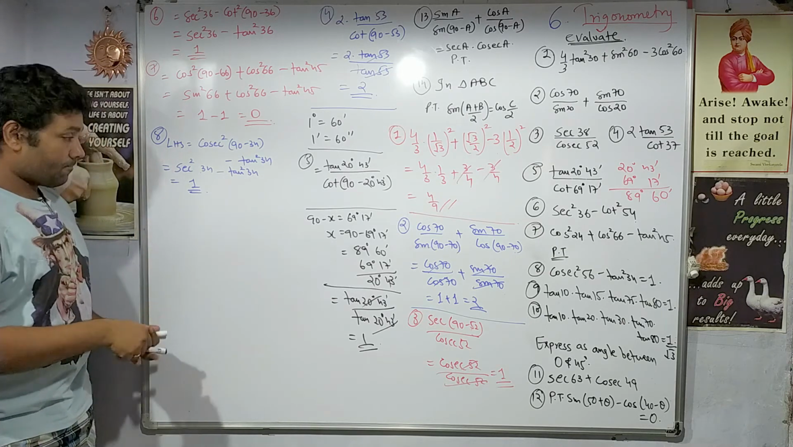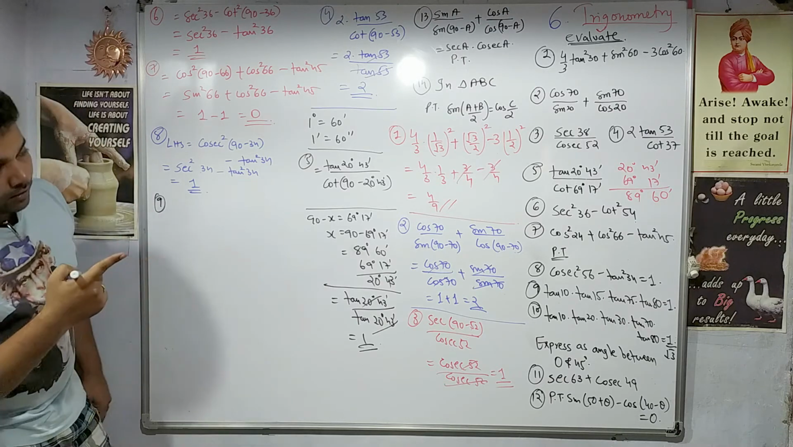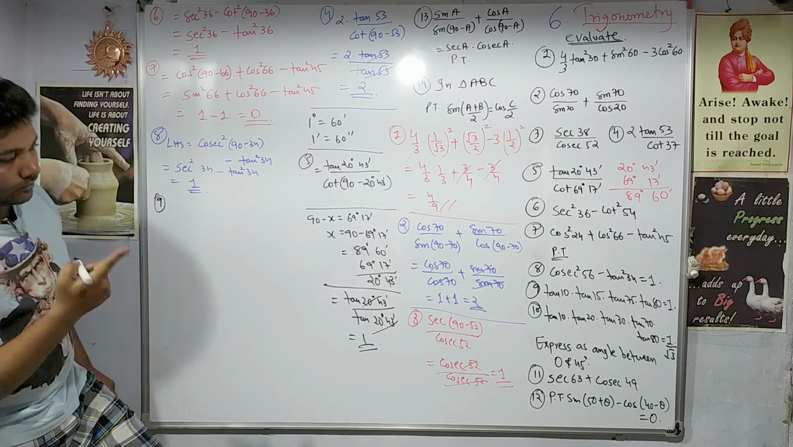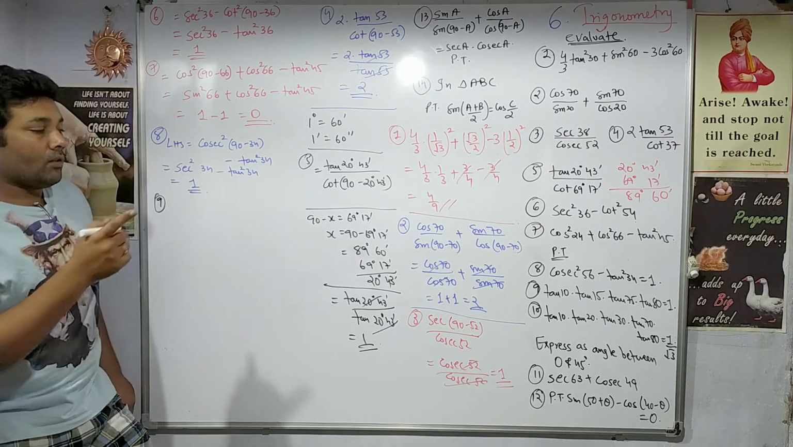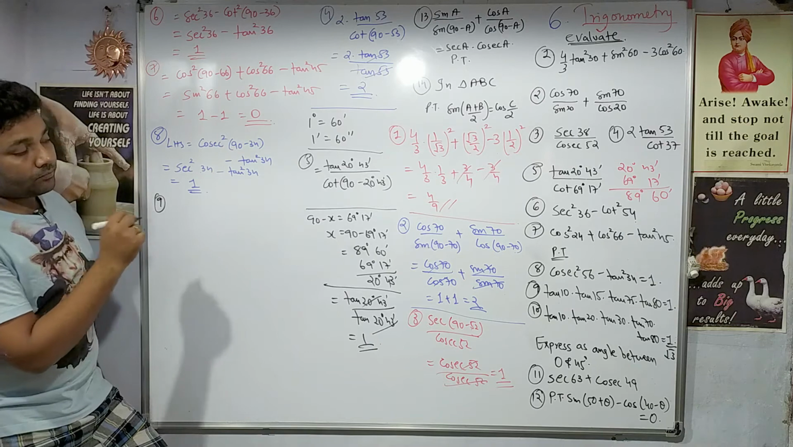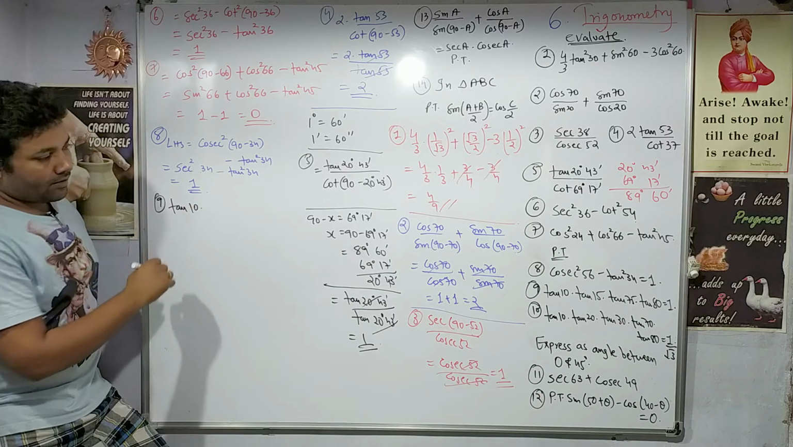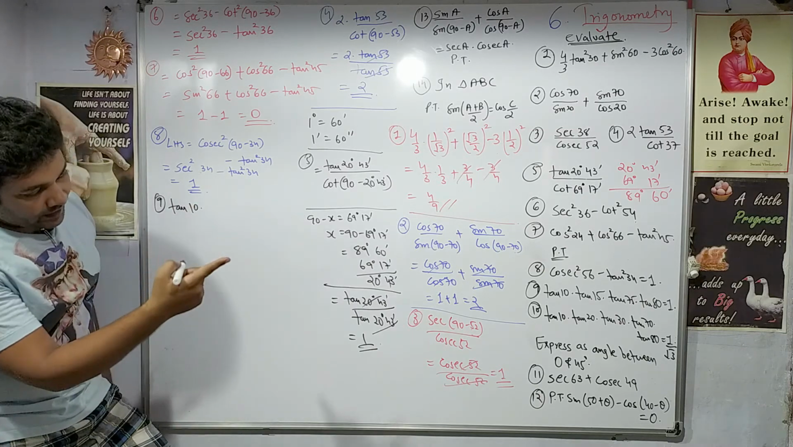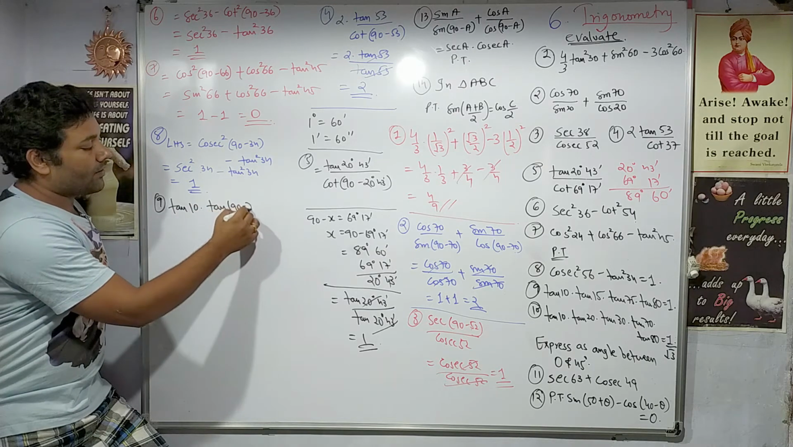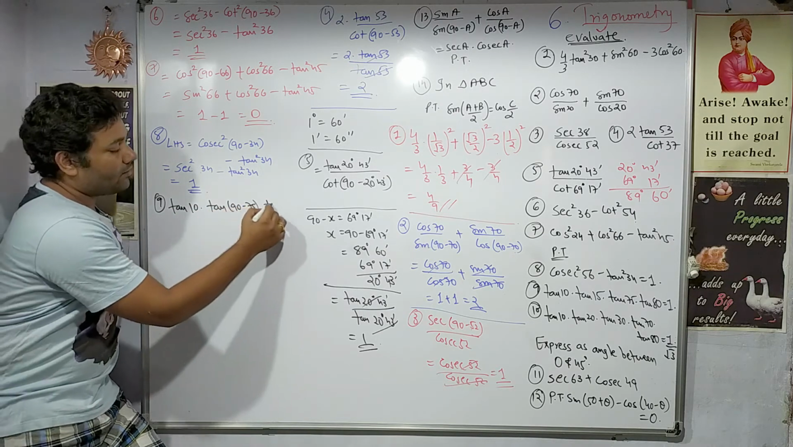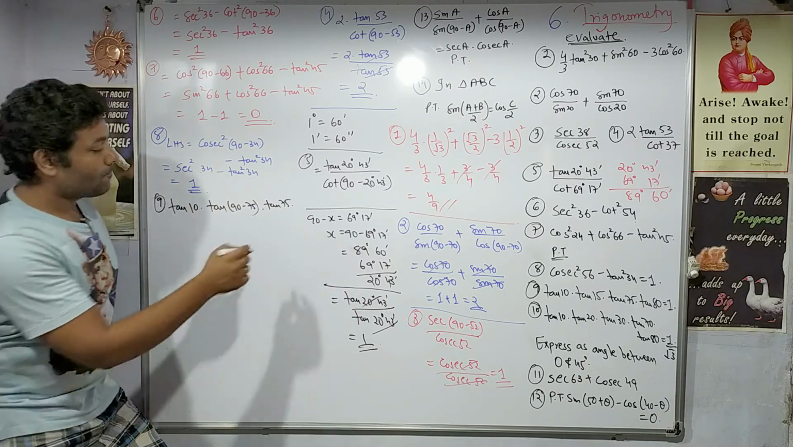Ninth one. What to do? Again, simple, right? Here, okay, I'll tell you after the solution is done. Let us start. Tan 10 I leave it as it is. Tan 15 then I have. So 15 can be converted as 90 minus 75. Then I have tan 75. Then last one I have tan 80.